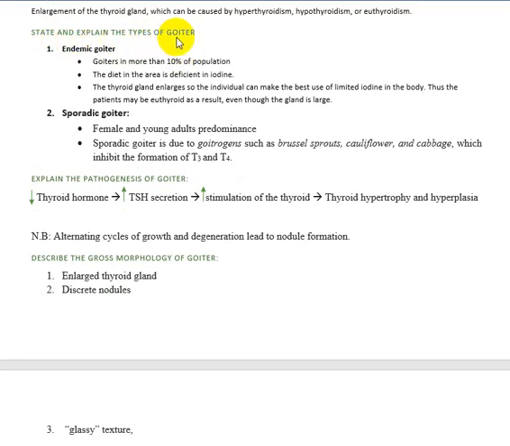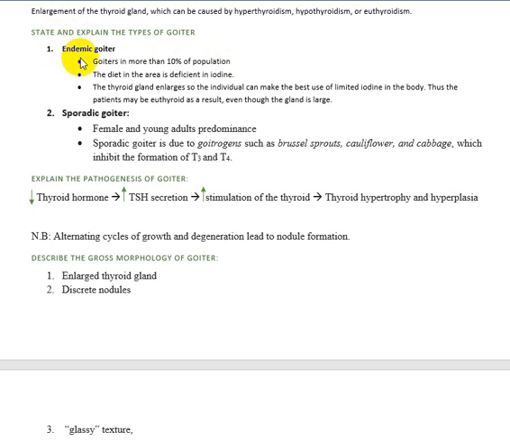State and explain the types of goiter. You have two types of goiter. We have endemic goiter and we have sporadic goiter. Endemic goiter affects more than 10% of the population. So when more than 10% of the population is affected, we have endemic goiter. When we say endemic, it is localized in a particular region. So the word endemic here shows you that it is localized in a particular region.